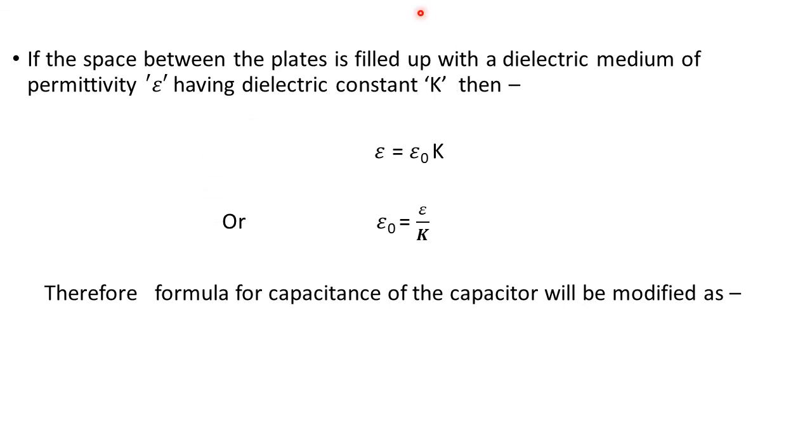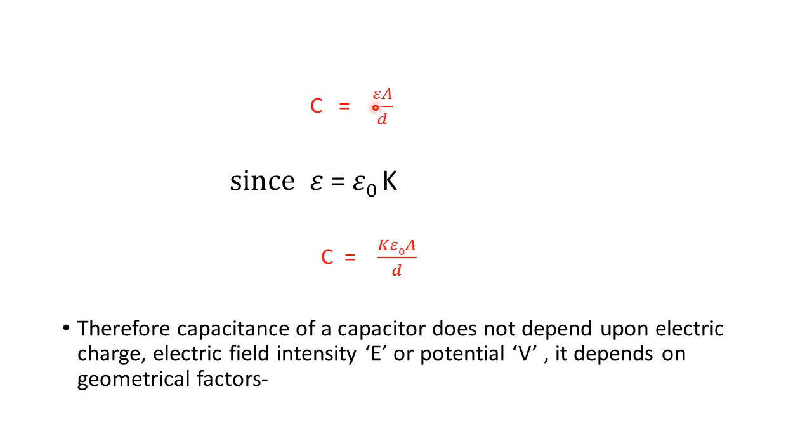If space between the plates of the capacitor is filled up with a dielectric medium of permittivity epsilon having dielectric constant K, then we can replace epsilon naught by epsilon, or epsilon can be written as K epsilon naught. So modified form of capacitance of that parallel plate capacitor will be C is equal to epsilon A by d, or C is equal to K epsilon naught A by d. So this is expression for capacitance of a parallel plate capacitor.